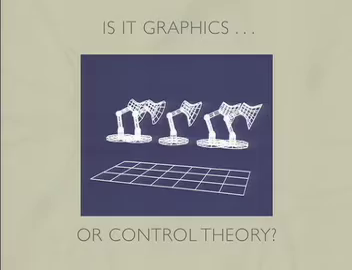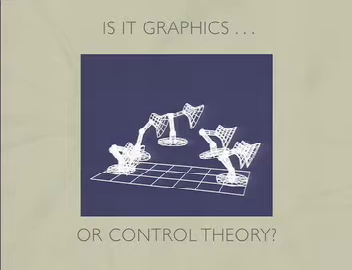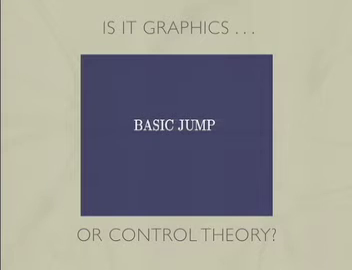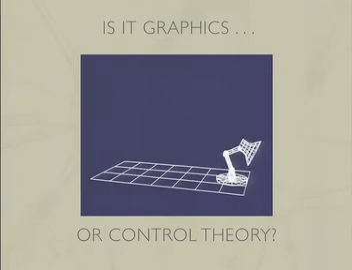For example, about 20 years ago, Andy Witkin and I wrote a paper called Space-Time Constraints, where we looked at computing motion which is as physically realistic as possible while simultaneously obeying a set of constraints provided by an animator. At the time, this work was rather controversial. It just barely snuck into the conference. Some of the reviewers looked at it and they said, well, this isn't graphics, this is control theory. It should go to a control theory conference.